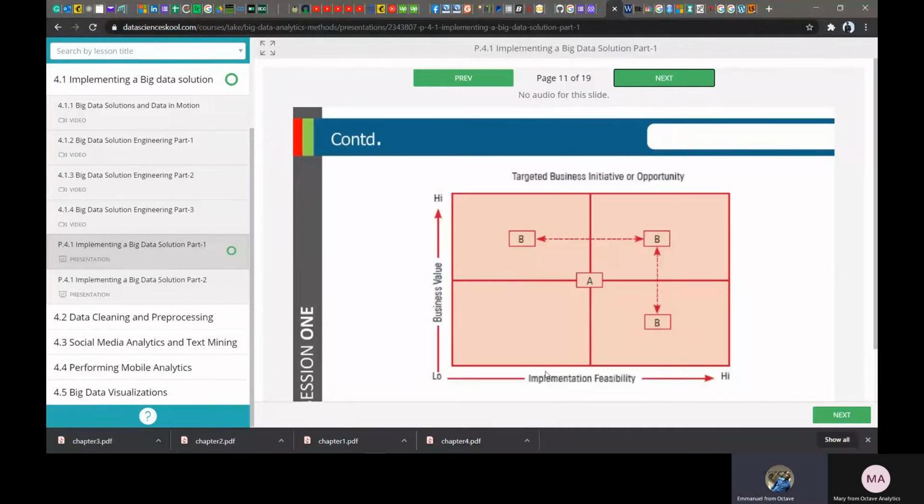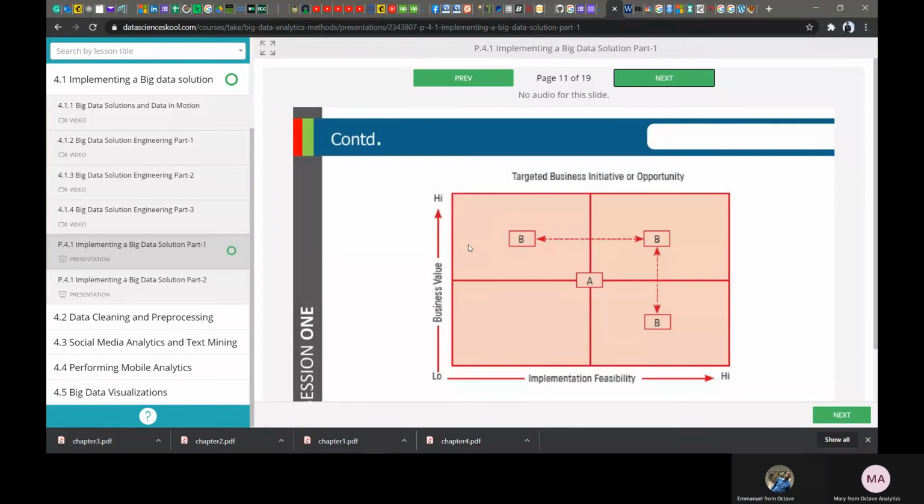Now you're going to have something like a 2 by 2 matrix. This is the center, and we have 4 axes. This is the implementation feasibility axis, and this is the business value. At this bottom you have low implementation feasibility, and at this corner you have high implementation feasibility. At the bottom you have low business value, and at this one you have high business value.